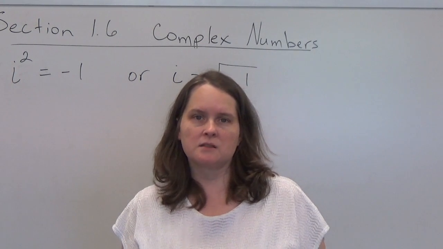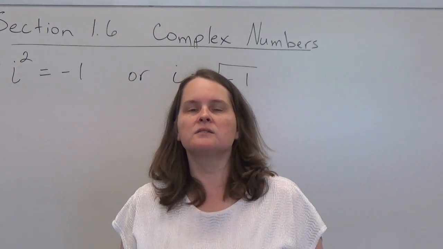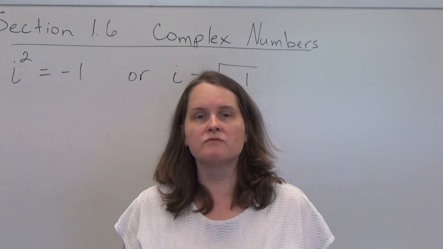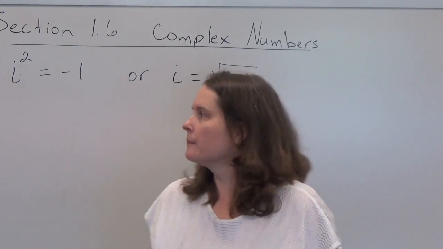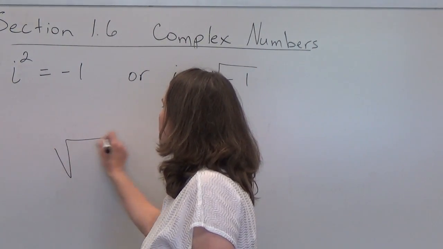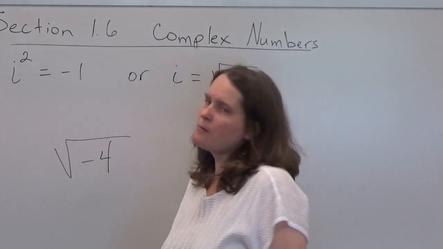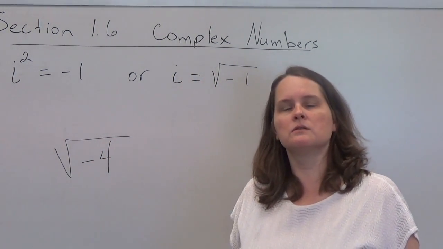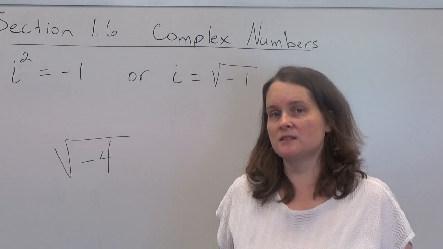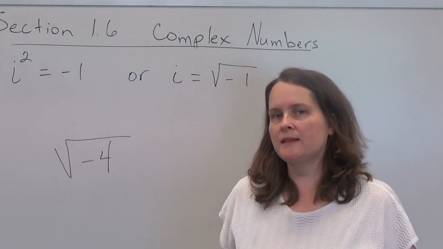What are complex numbers? We know that if we're asked to find, say, the square root of negative 4, you probably instinctively know that we typically would say that that's not real. Why do we say that's not real?